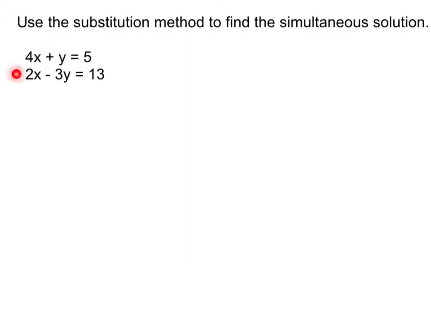You could look at the second equation and notice that the coefficient of x is 2 and the coefficient of y is -3. That might not be a good equation to choose to solve for one of the variables. So I'm going to go with the first equation and solve it for y. So if I do that, let me just write this over again.